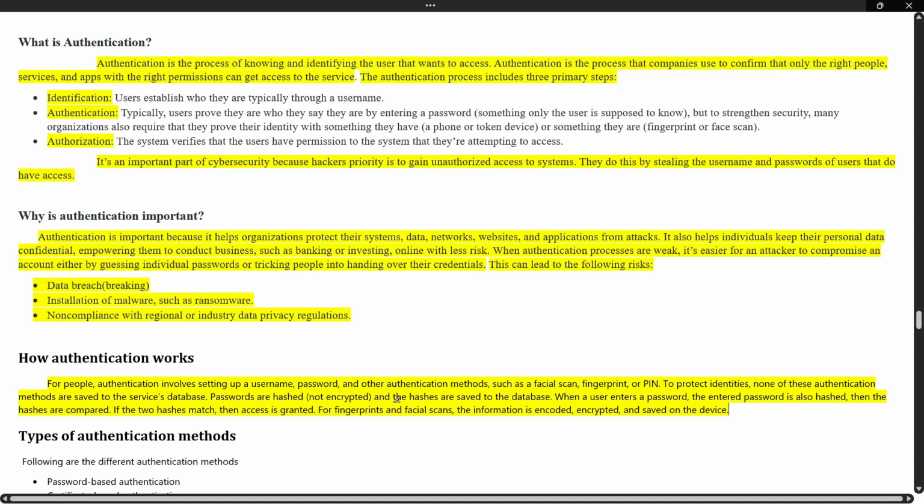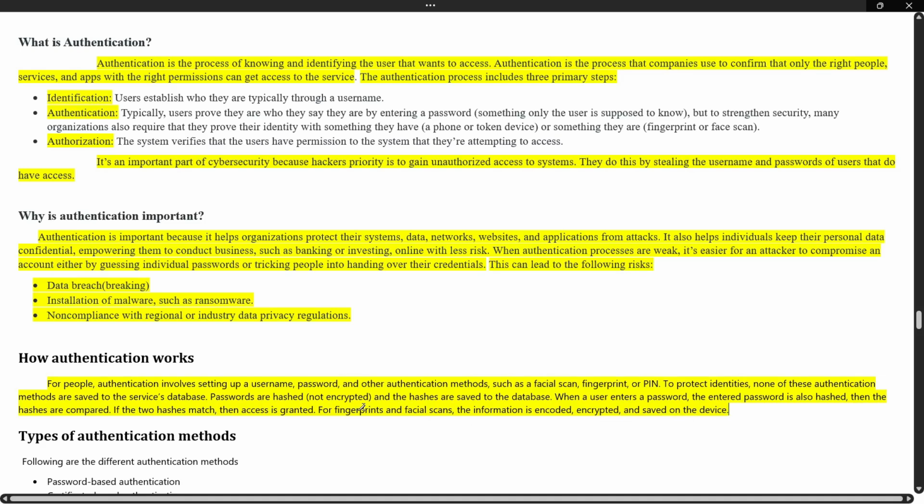Passwords are hashed, not encrypted, and the hashes are saved to the database. When a user enters a password, the entered password is hashed, then the hashes are compared. If the two hashes match, then access is granted. For fingerprint and facial scan, the information is encoded and then encrypted and then saved to the device. So this is how the authentication works.